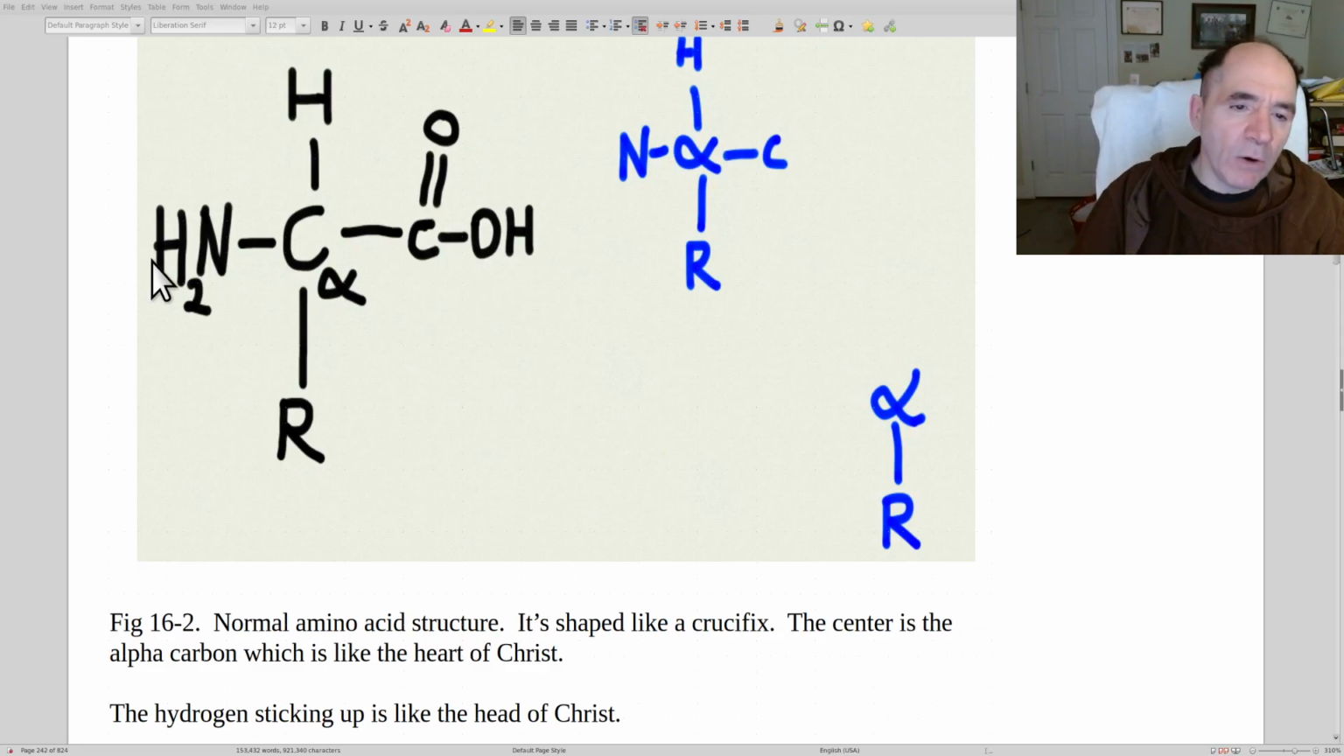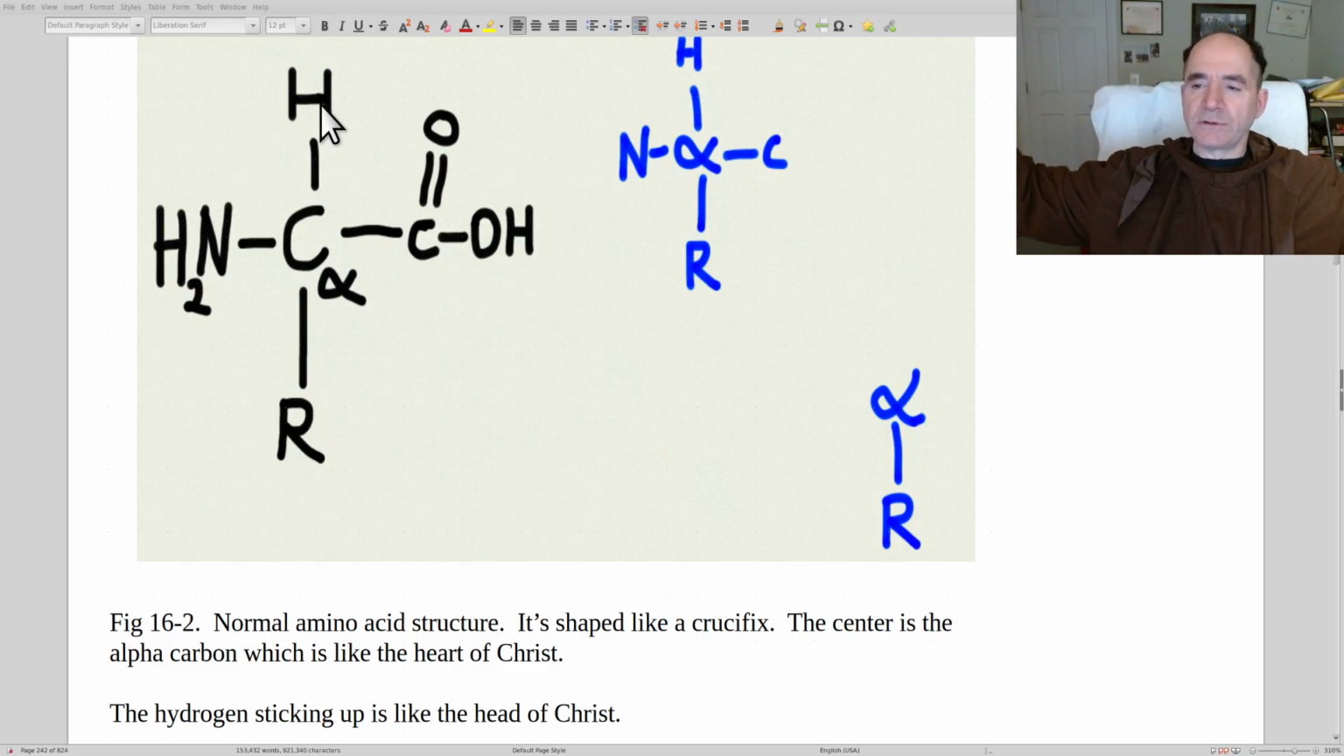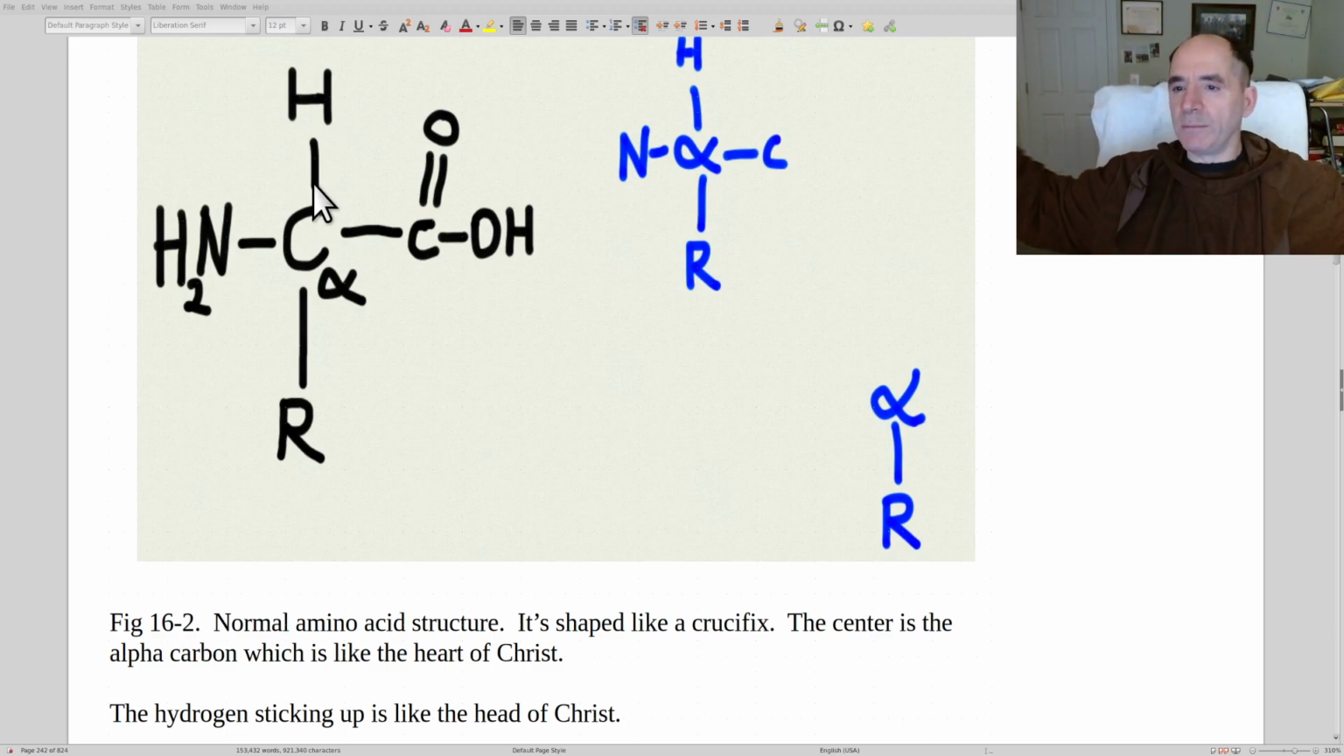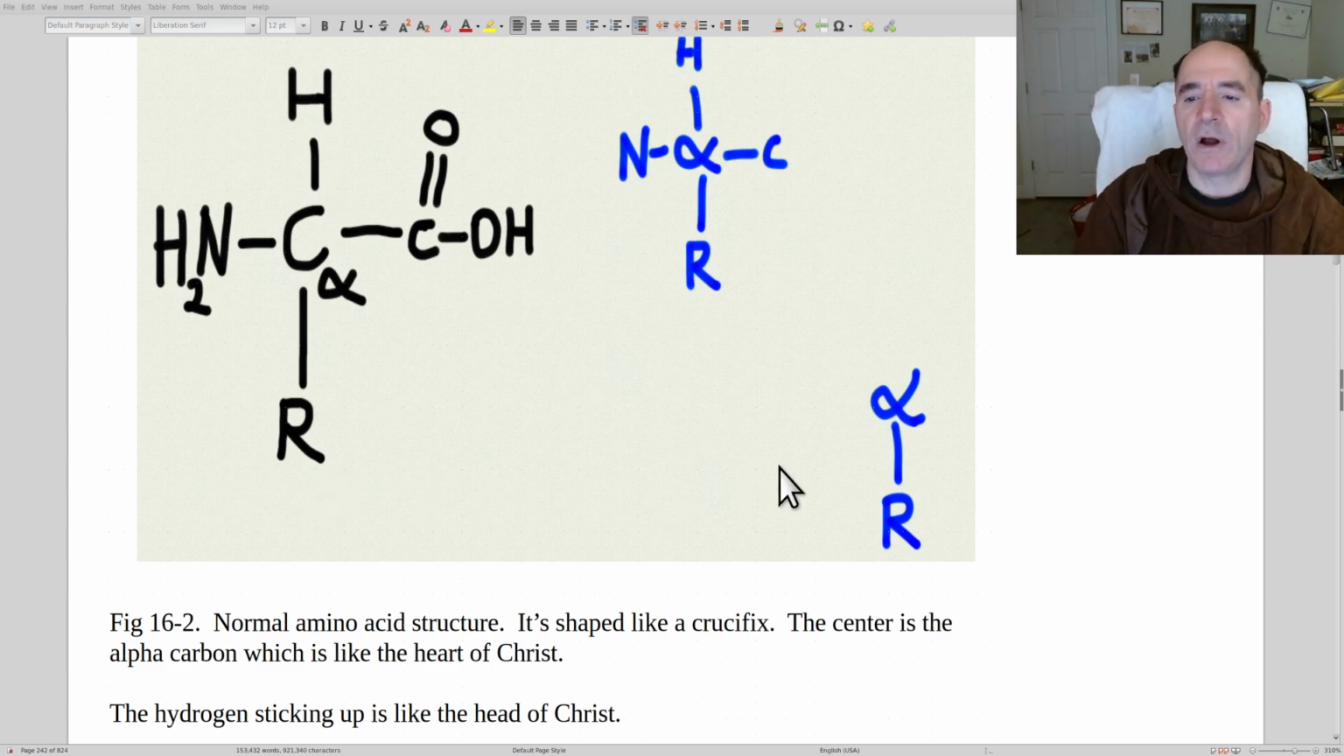So amino acid. Okay, the alpha carbon then always has a hydrogen sticking up, and it's like a head, you know. And I said, too, this reminds me of Jesus Christ on the cross. Okay, there's the head right there. And one arm would be an amino, and another arm would be the carboxylic acid, and then the legs going down, that's the R group, that's the variable. And you can often just write it, alpha R, because R is the only thing variable in there.